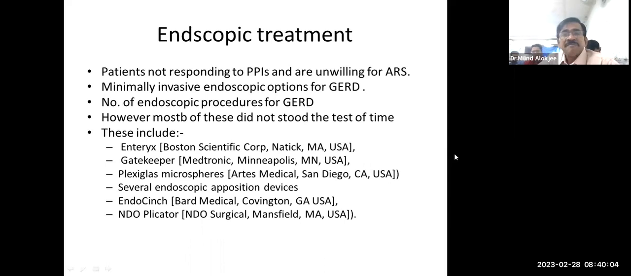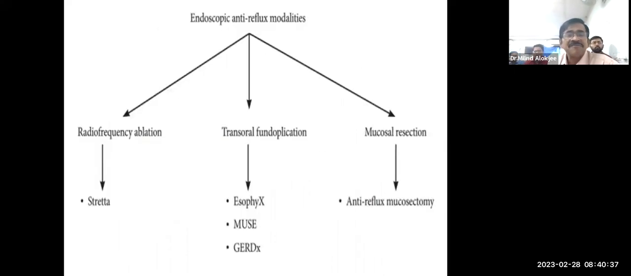So the patients selected for endoscopic treatment are patients who have a response to PPI, or are not responding to PPI but are not willing for anti-reflux surgery. So they are the patients who are offered minimally invasive treatment in the form of endoscopic treatment. However, most of these did not stand the test of time. The various endoscopic treatments include Enteryx, Gatekeeper, Plexiglas microspheres, several endoscopic apposition devices, EndoCinch, and plicators. So I'll discuss a few of these.